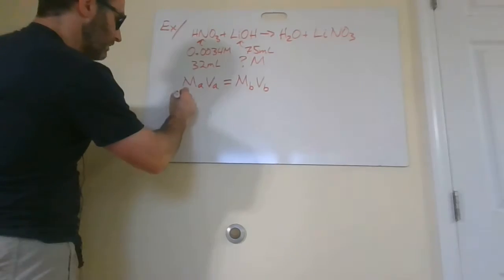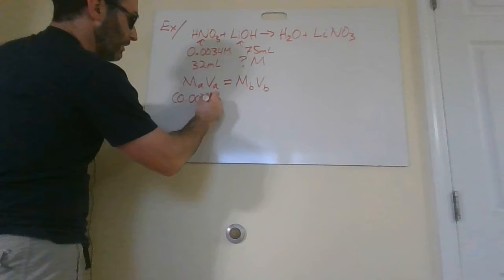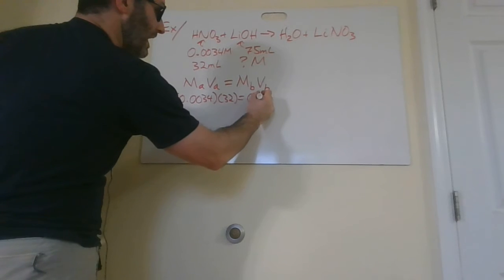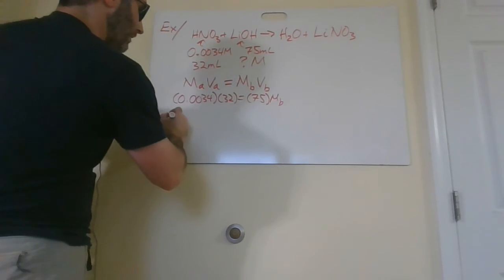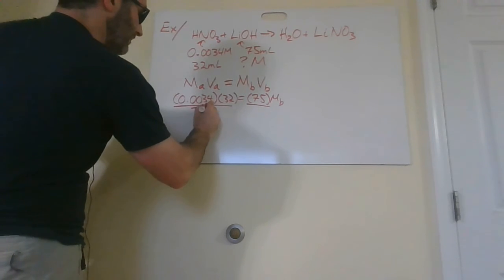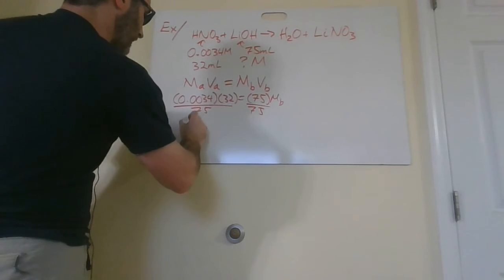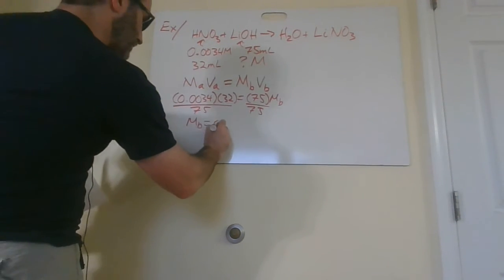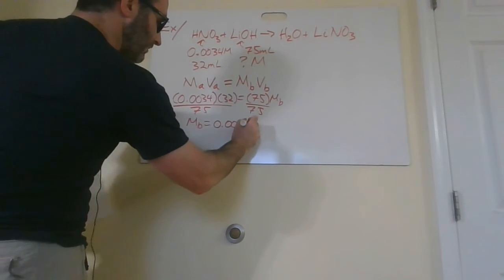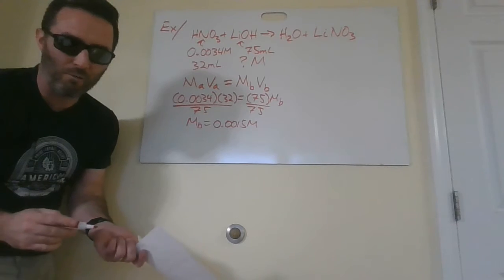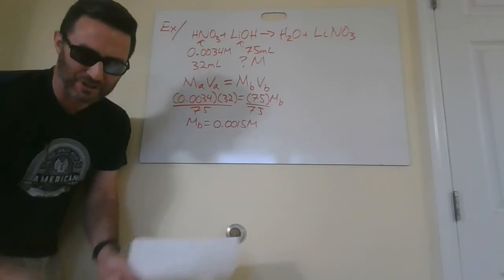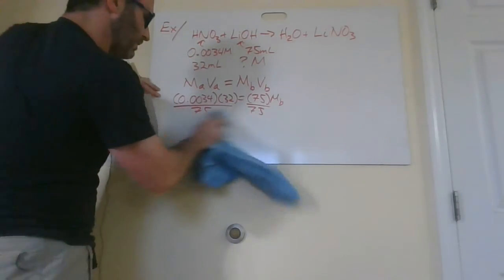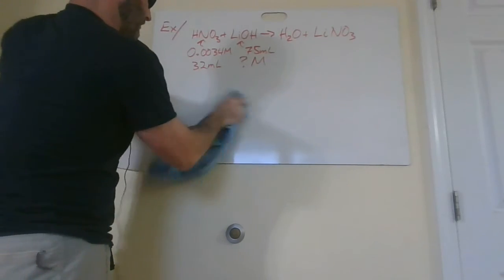Well, 0.0034 times 32 equals 75 times the molarity. Divide each side by 75. And you could just plug and chug and not really understand anything and get a molarity that's equal to 0.0015 molar. It's actually 0.00146 or 0.00145 and you had to round up. Okay, that doesn't really show you that you understand anything, though. It will get you the right answer. I'll show you the better way.